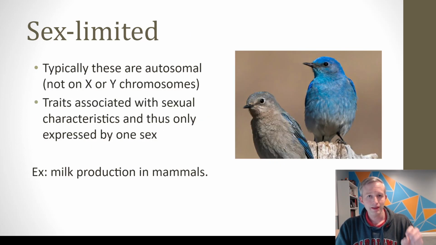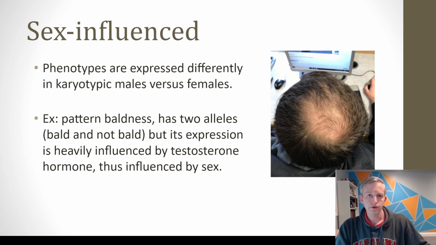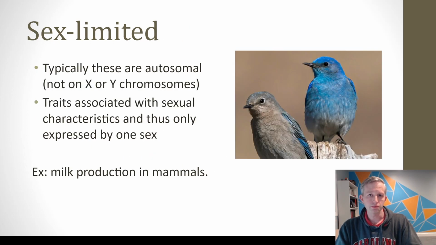The third one is sex limited, and this is where we only see expression in one sex. In this case, these are, again, autosomal, so they're not on the X or Y chromosome, but these are only going to be expressed by males or females, for a variety of reasons that are bigger than this or outside of this: other genes, other factors. It could also be hormonally regulated, but the key difference between sex limited and sex influenced is that sex influenced is expressed in both, just differently, and sex limited is only expressed in one.